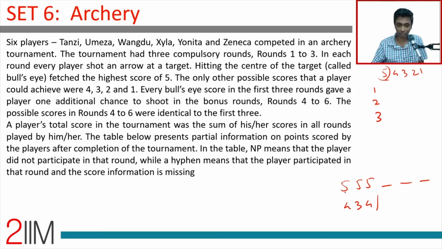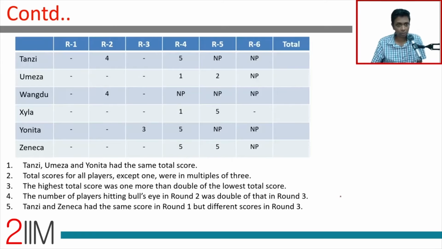Now we'll have to really look at the table before we build further. So everybody played the first 3. Tanzi played 4 rounds, not 5 and 6. And she scored 1 bullseye in the first 3 rounds. Umeza scored 2 bullseyes in the first 3 rounds because she played 2 more. Wangdu has no bullseye, so this is less than 5. This is less than 5. Xyla had this also. She's had 3 bullseyes. Wonderful. So 5, 5, 5.